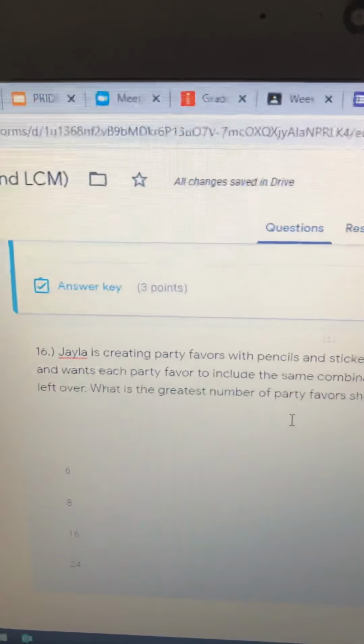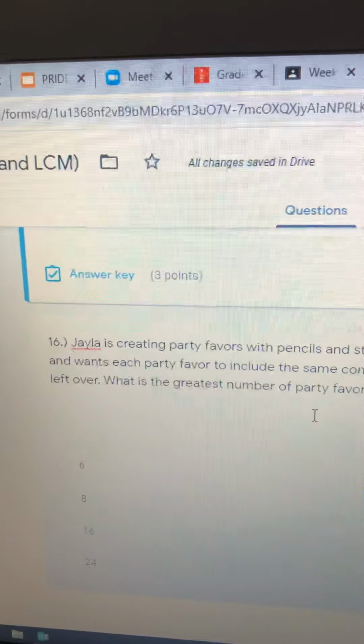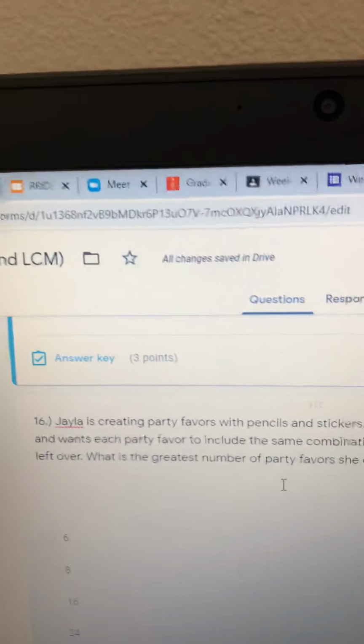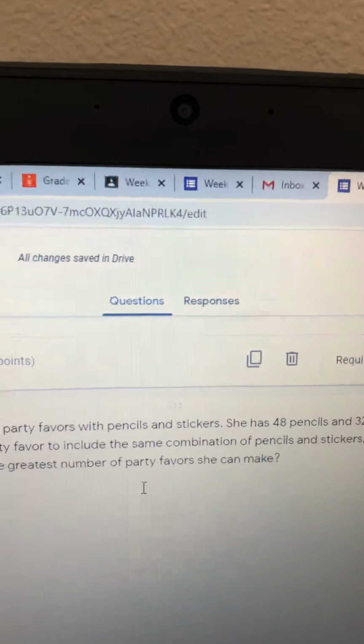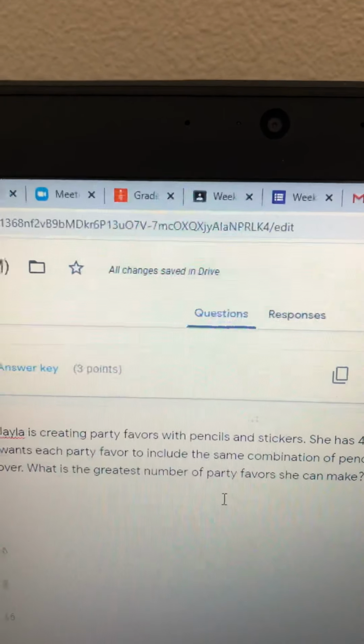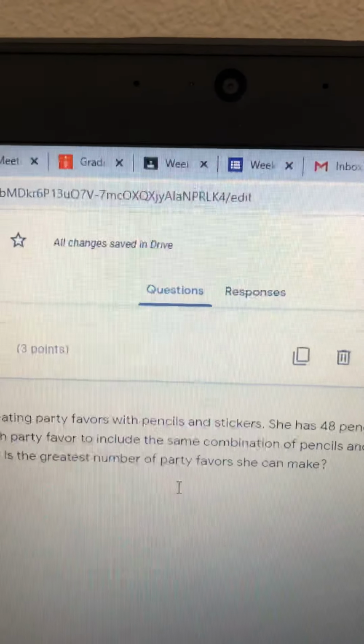And the last question, Jayla is creating party favors with pencils and stickers. Good for Jayla. She has 48 pencils and 32 stickers, and wants each party favor to include the same combination of pencils and stickers, with none left over. What is the greatest number? See, there's that term, greatest number of party favors she can make. So greatest tells us that we're looking for the GCF, the greatest common factor. So we have 32 and 48.